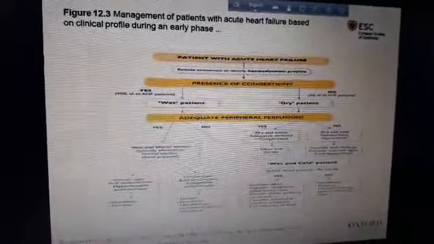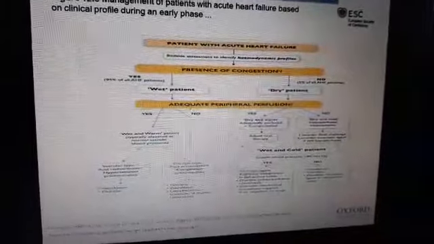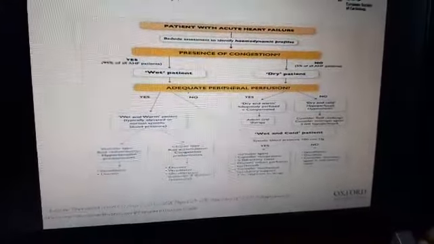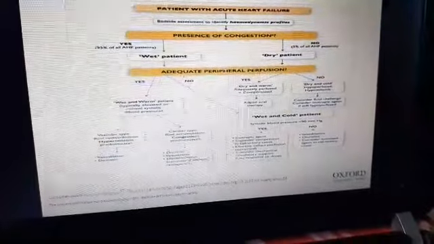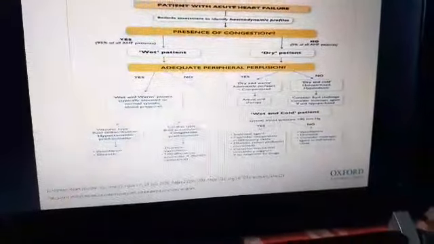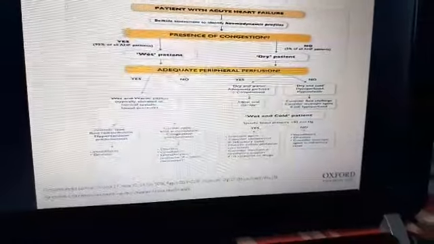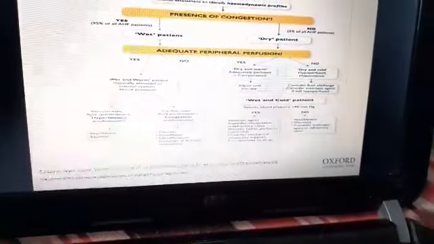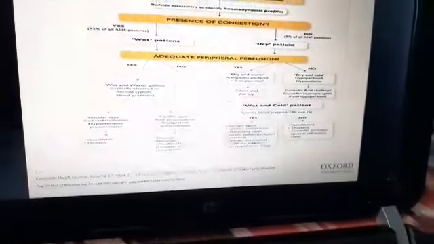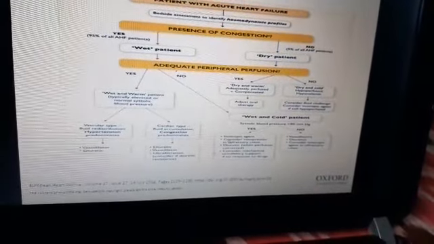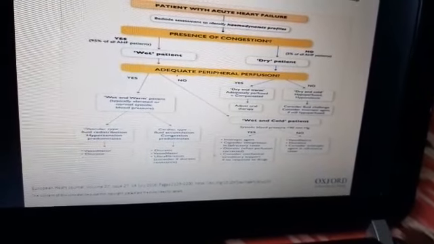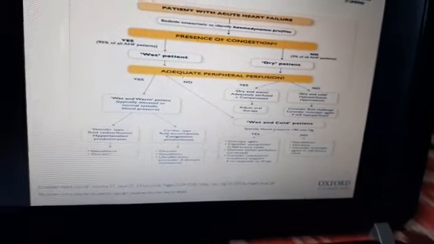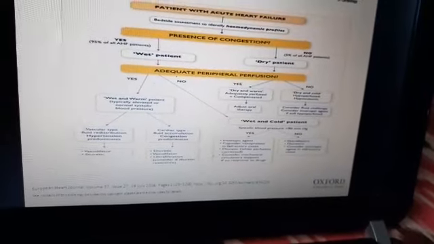Patients with acute heart failure are difficult to manage because they have hypotension as well as congestion. We have to use diuretics, but that will also cause further reduction in the BP, and that's why treatment is difficult. Okay, so this can be divided into four varieties: dry-warm, dry-cold, wet-warm, and wet-cold.